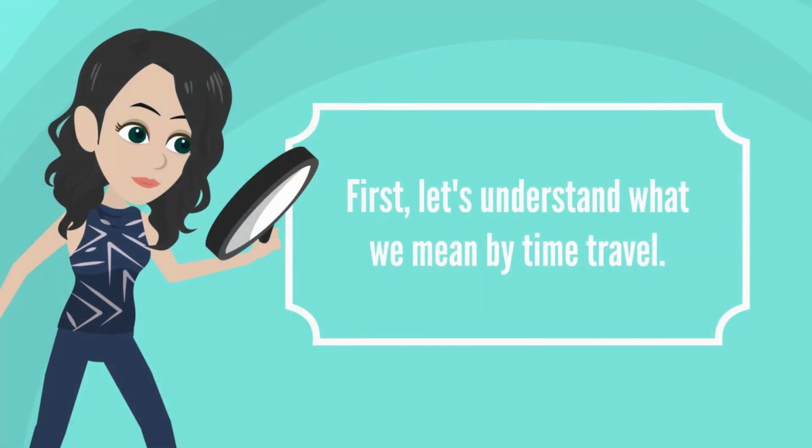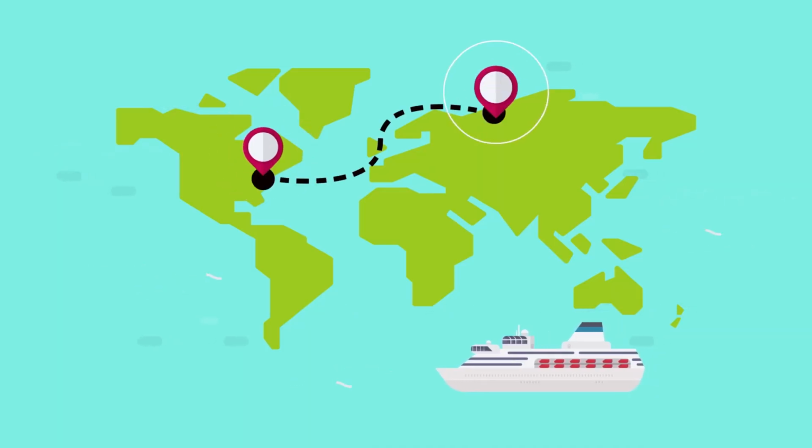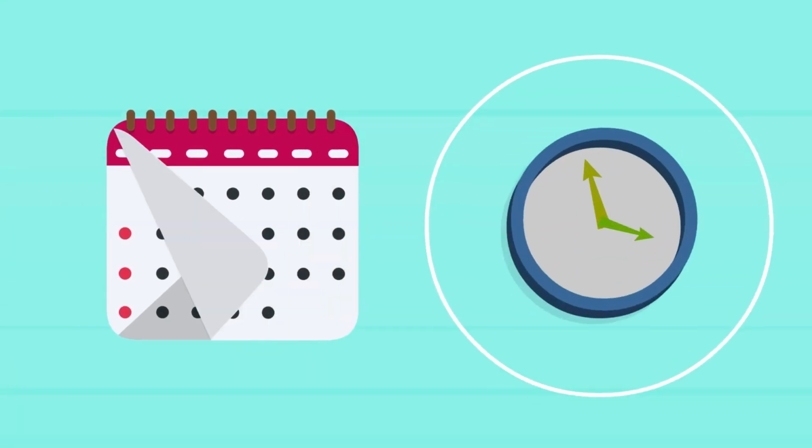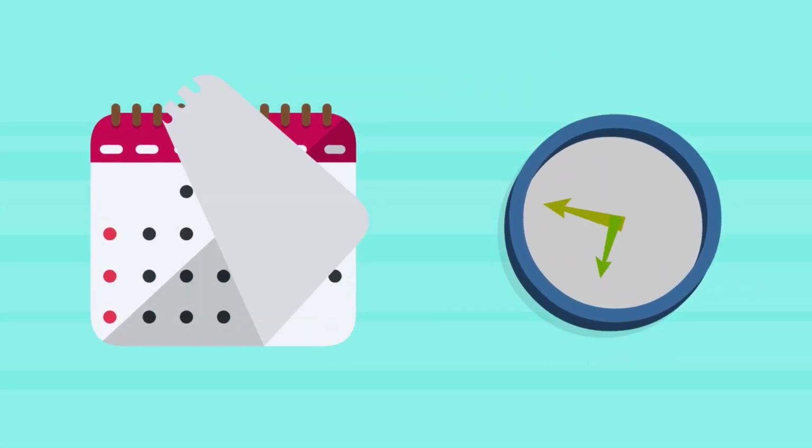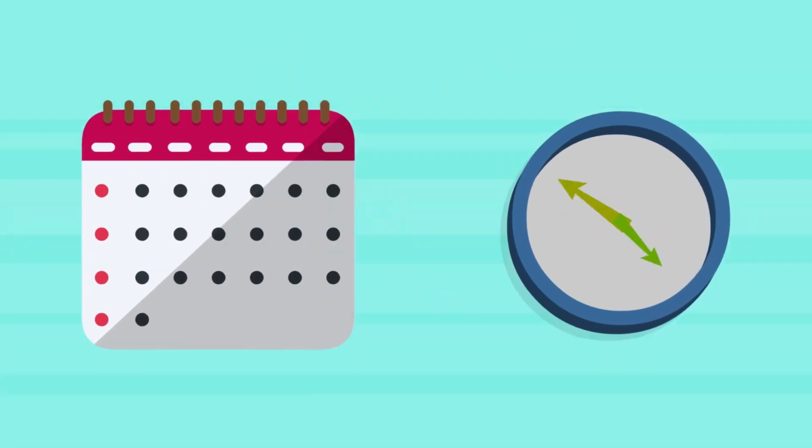First, let's understand what we mean by time travel. Simply put, time travel means moving from one point in time to another, like jumping from today to tomorrow, or even to a day hundreds of years in the past. But how could this work in real life?